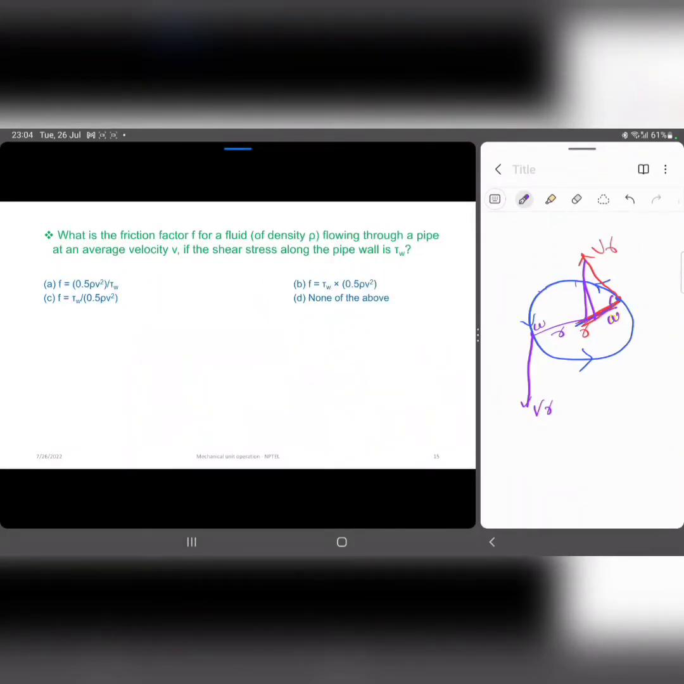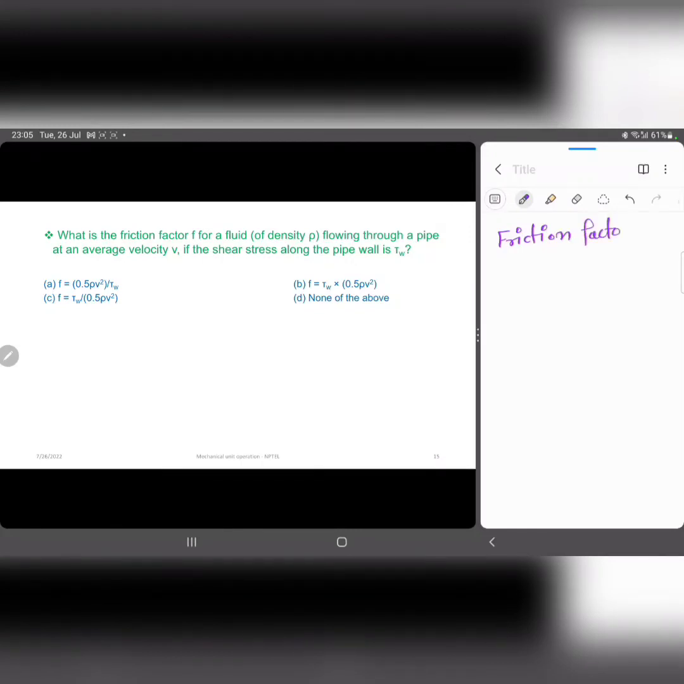Now, what is the friction factor F? Okay, what is the friction factor F for a fluid which has density of rho flowing through a pipe at an average velocity v if the shear stress along the pipe wall is tau w? So here they are talking about friction factor. Maybe you have already learnt this in your physics on fluid mechanics. If you have gone through that subject, then the friction factor term is always there.